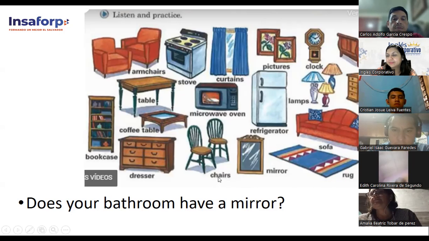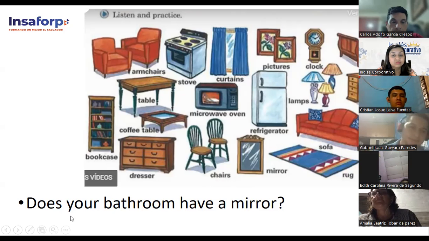Mirror. Chairs. Dresser. Bookcase. Now I have a question. Does your bathroom have a mirror? Julia, does your bathroom have a mirror? Yes, it does. Oh, good for you.